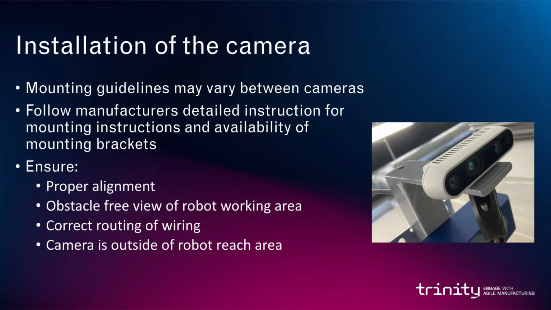And what we need to ensure when installing the camera is that we have proper alignment of the camera in the robot work cell. And we will also have an obstacle-free view of the robot working area and correct routing of camera wiring and cabling. The wiring will be done in a safe and efficient way, and the camera will be outside of the robot reach area, so the robot can't reach it.